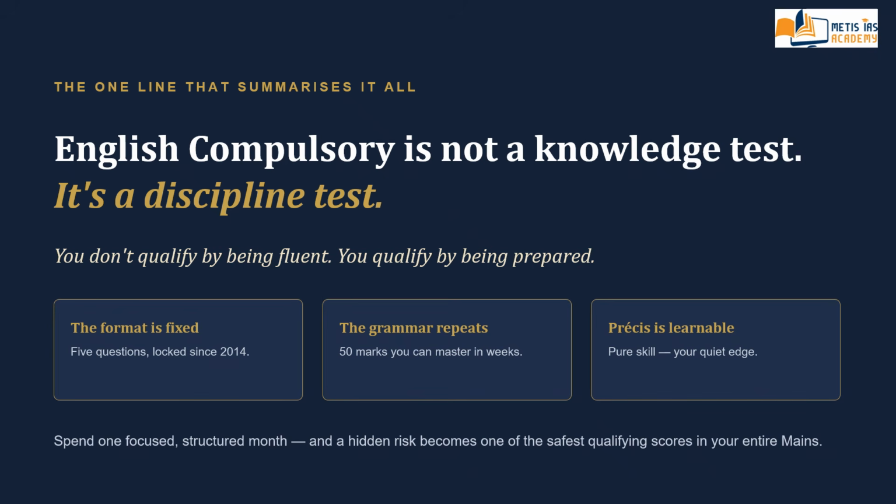If this breakdown helped, work through the previous year questions with this framework in hand. That is where the real preparation happens.